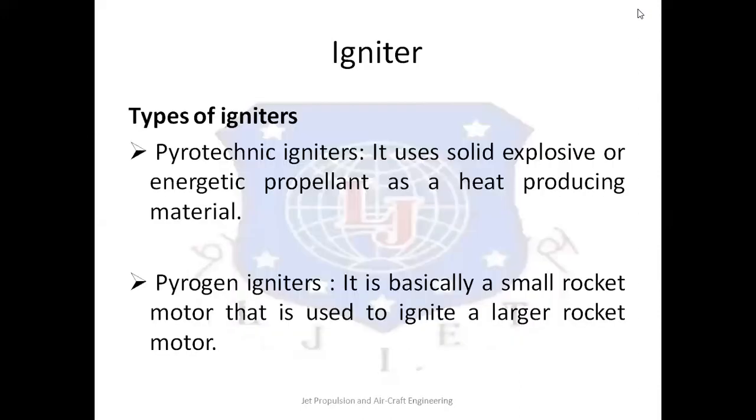Now there are basically two different types of igniters used: pyrotechnic igniters and pyrogen igniters. So let's go through each of them. First, pyrotechnic igniters are defined as igniters using solid explosive and energetic propellant-like chemical formulations as a heat producing material, while the pyrogen igniter is basically a small rocket motor that is used to ignite a larger rocket motor.